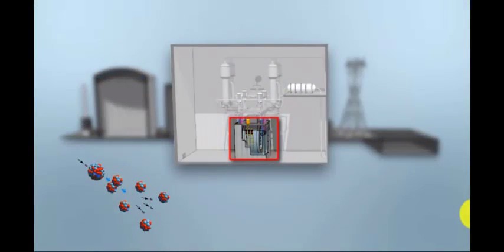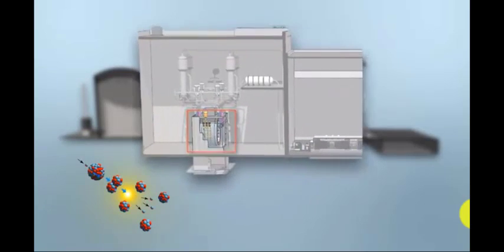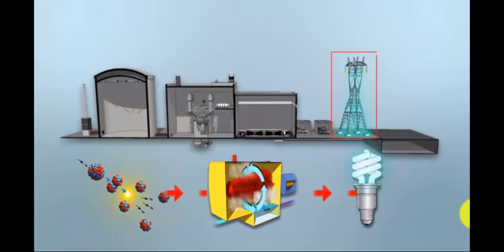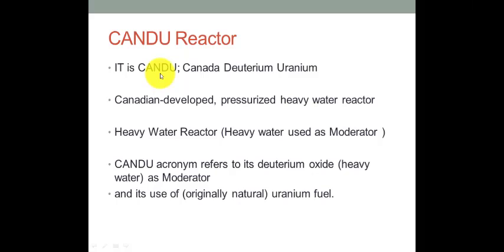The CANDU reactor produces electricity by splitting atoms of natural uranium to produce heat. This heat is used to produce steam, which runs the turbine, which produces electricity. CANDU is a Canadian pressurized heavy water reactor designed to generate electric power. It uses deuterium oxide as moderator and natural uranium as its fuel, meaning it doesn't require enriched uranium as fuel.